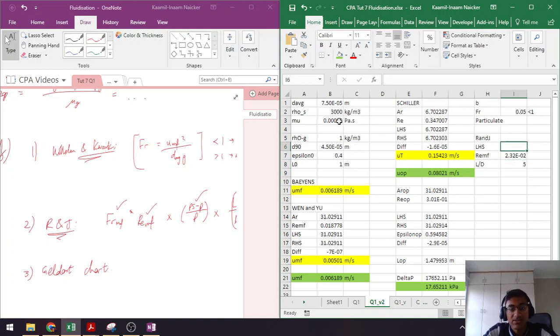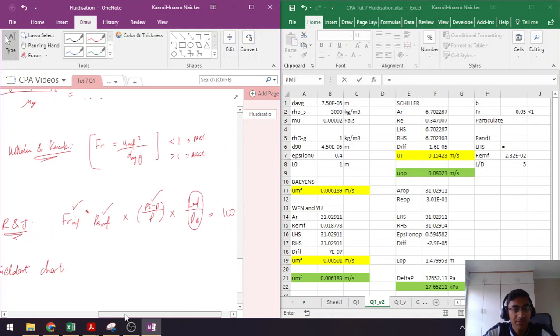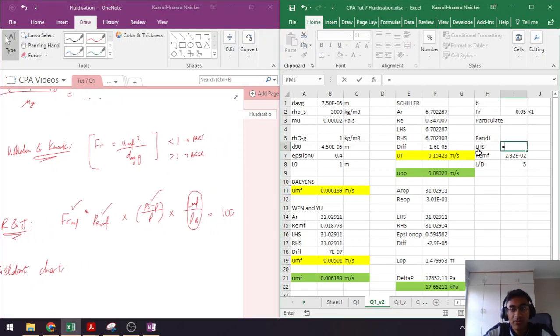So my left-hand side, I'm dealing with this equation, the Reh-J equation. That is equal to the FR value, which is here, multiplied by the Reynolds number at the minimum fluidization, multiplied by rho solid minus rho gas, divided by rho gas, multiplied by L over D, close brackets. And the right-hand side I will make equal to 100. And this difference I would like to calculate: the left-hand side minus the right-hand side.